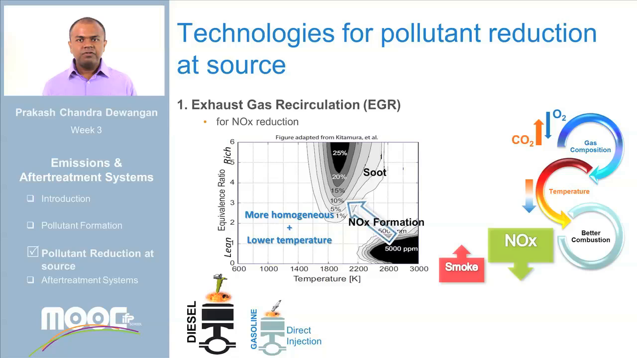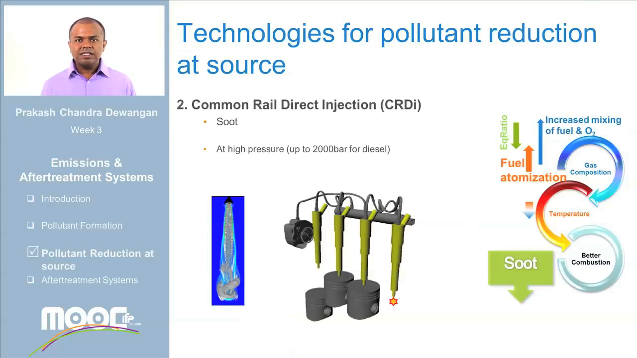EGR is a standard for modern diesel engines today and is increasingly becoming popular in modern gasoline engines with direct injection. As a second example of pollutant reduction technologies, let's explore Common Rail Direct Injection System, also known as CRDI. It is mainly for soot reduction.